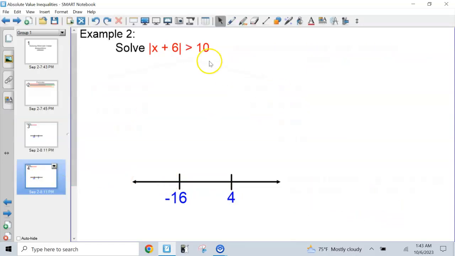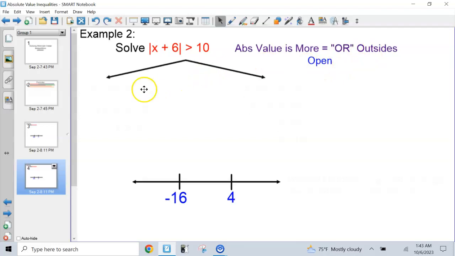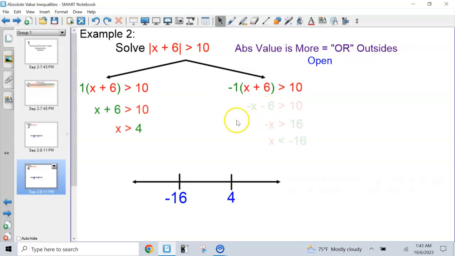Here's example 2. Same problem, but I change the sign to greater than. So notice absolute value is more, that's the or. That means the outside, and this should be open. So I make the two cases, positive 1 parentheses, negative 1 parentheses. Solve the same way as earlier. Remember when you divide by negative 1, flip the sign.